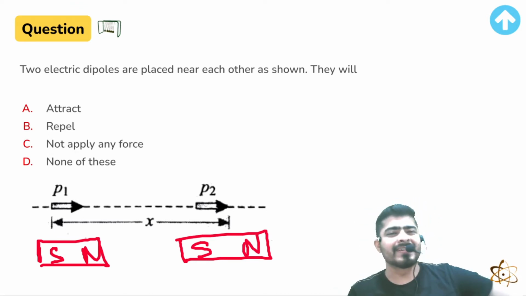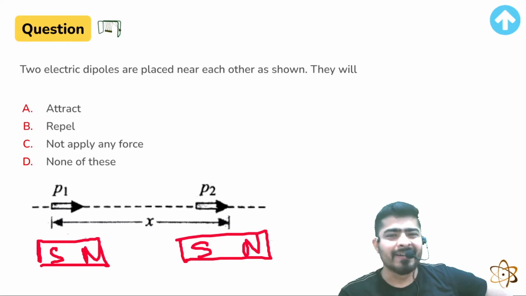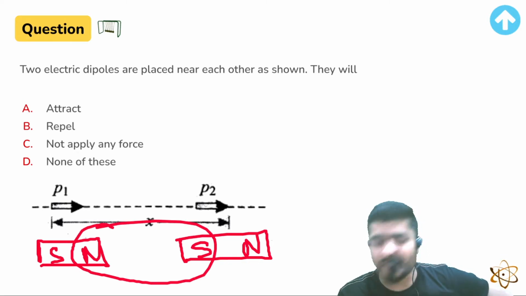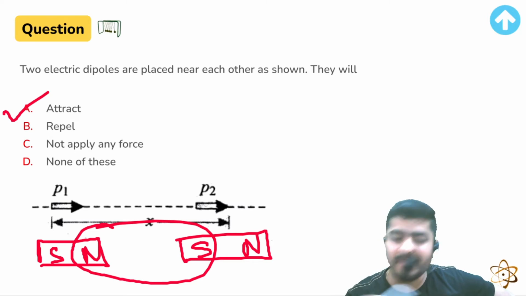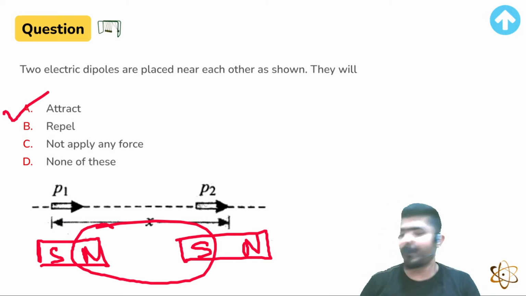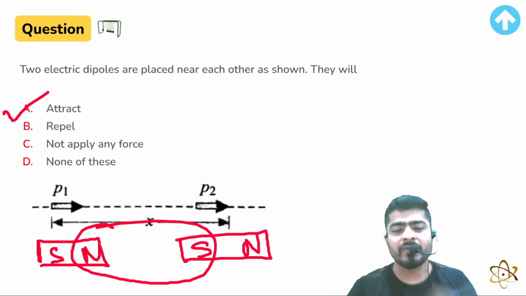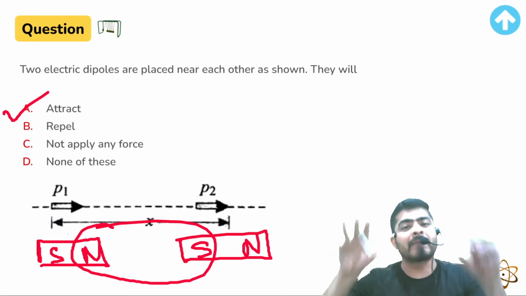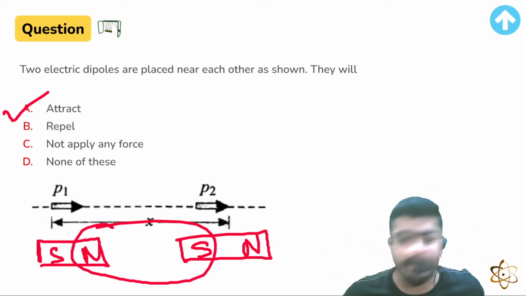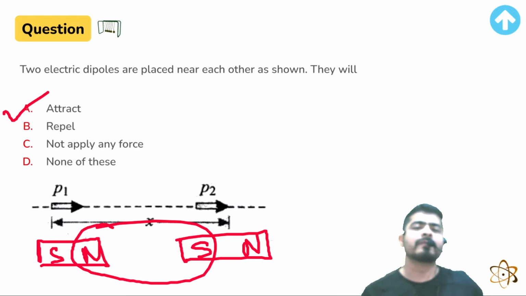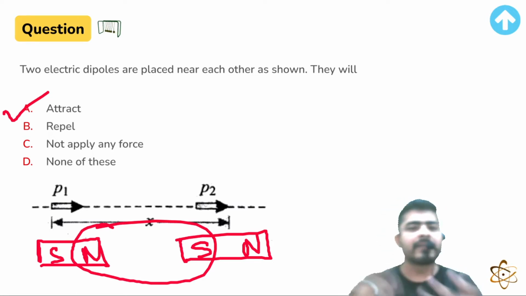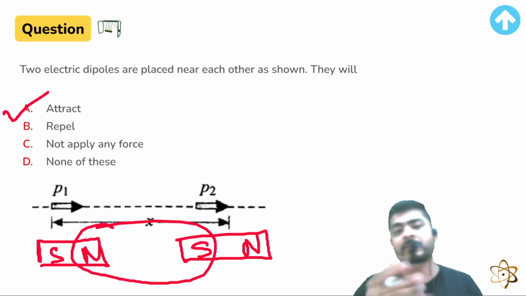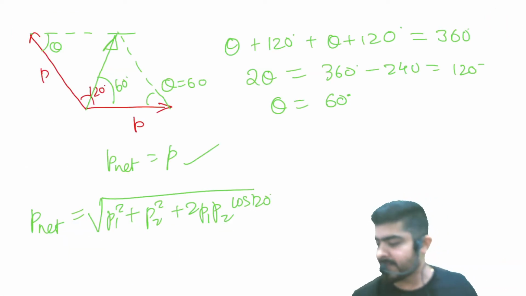Yeah, it's very easy, right? The North Pole and South Pole are close to each other, so they will attract each other. Simple. Sometimes you get questions of this kind where they just place the dipoles nearby and ask what force is acting. If you might be asking, sir, this is based on magnets, how do we solve in terms of electric charge? That's very easy.